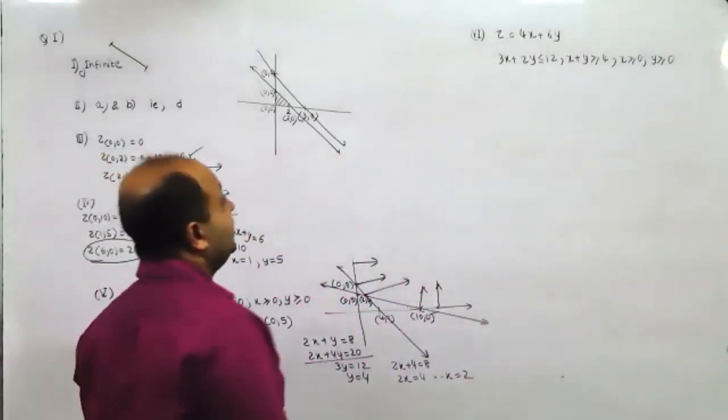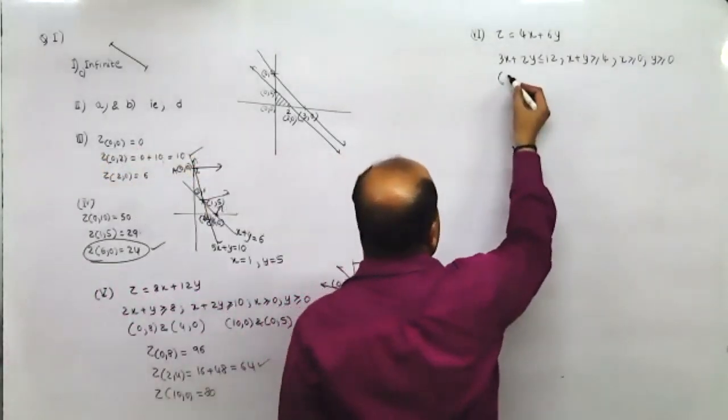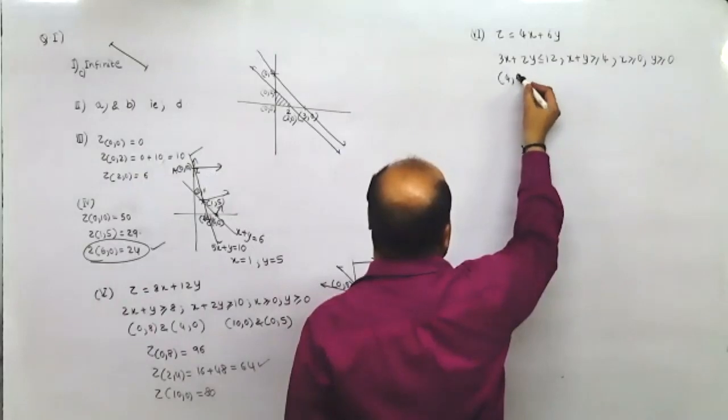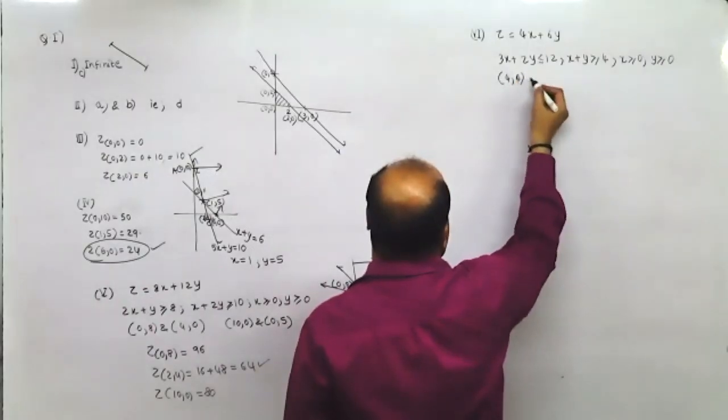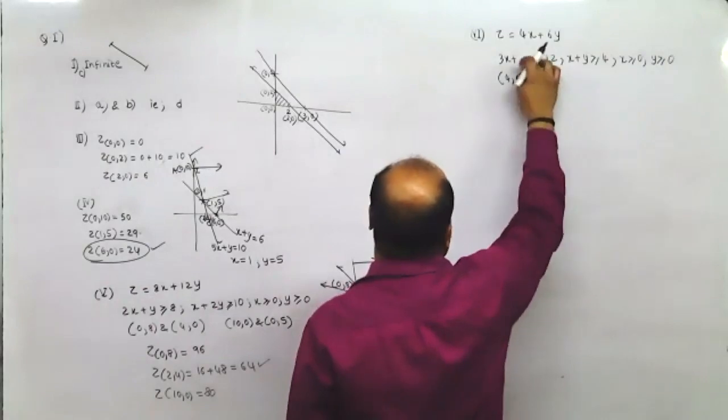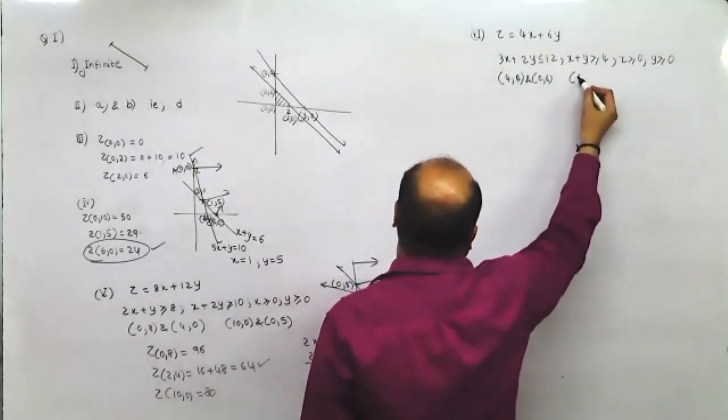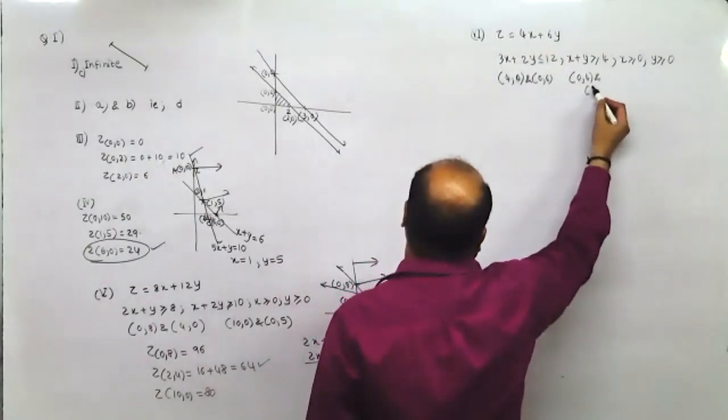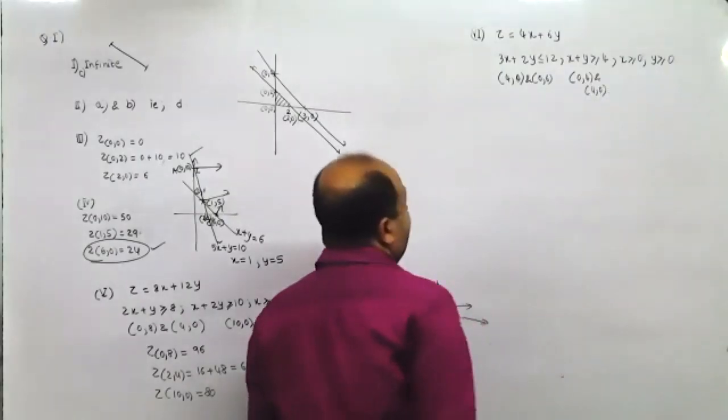Now here, this would be x. This is 4 comma 0, and this is 0 comma 6. This is 0 comma 4 and 4 comma 0.